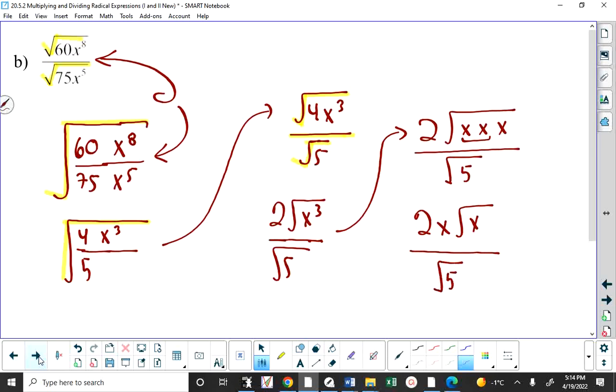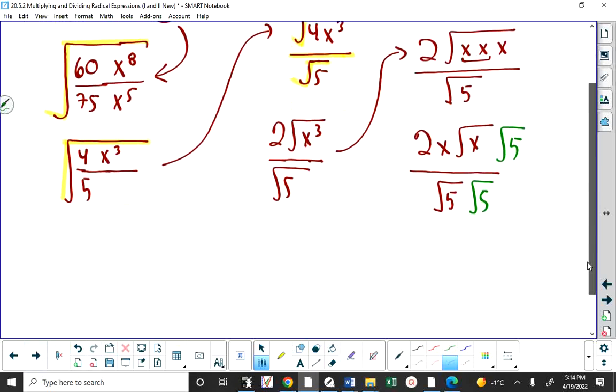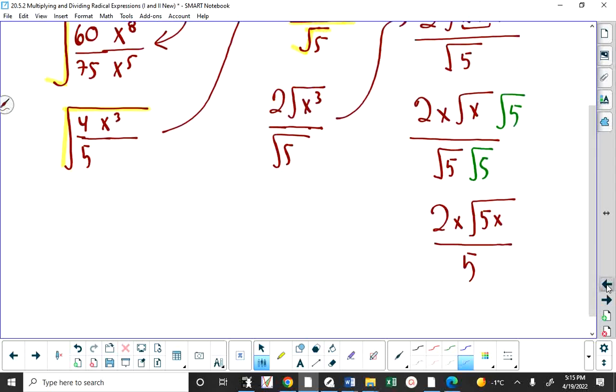And now I can rationalize the denominator by multiplying top and bottom by root 5. And I get on the top 2x. I have root x times root 5, which is root 5x. And on the bottom I have root 5 times root 5, which is 5. It occurs to me that in all of these questions we should be looking at what are the allowable values of the variables. Let me go back and check.